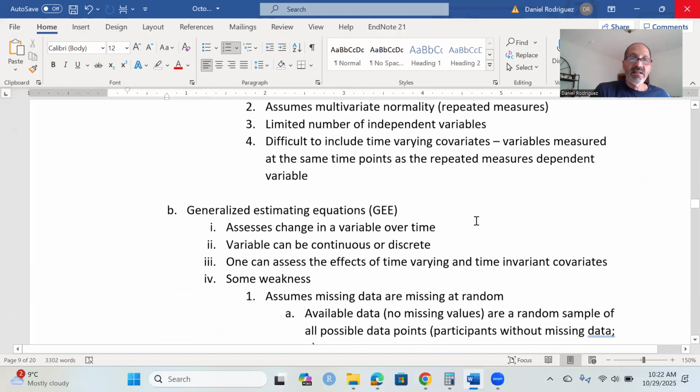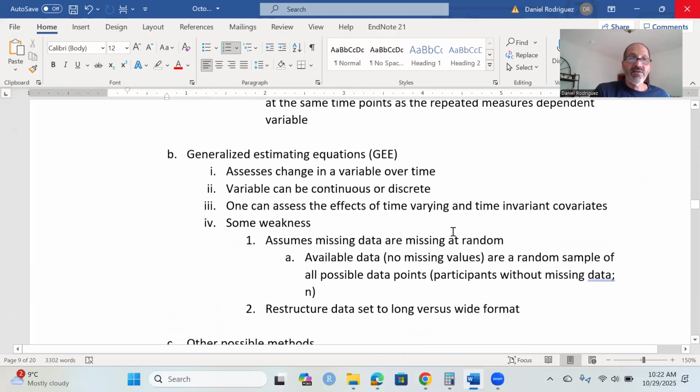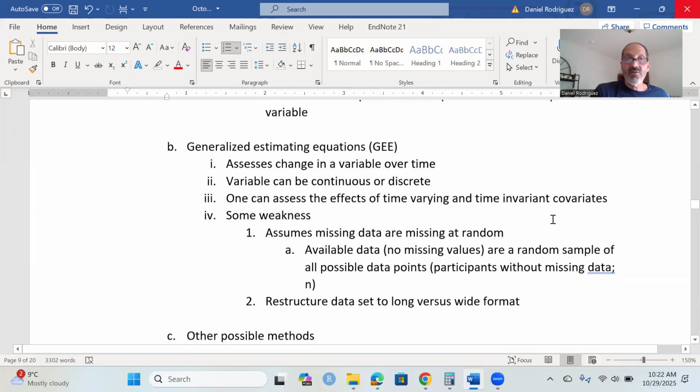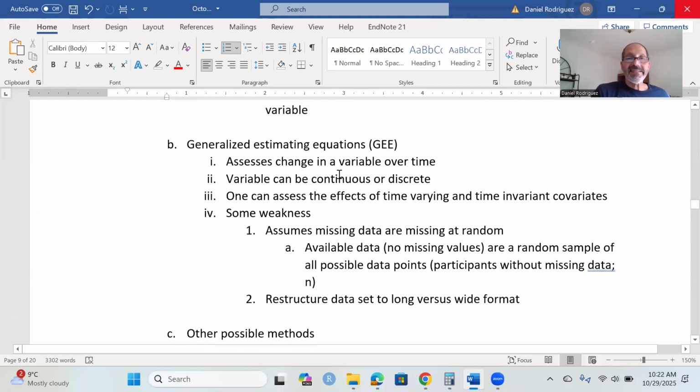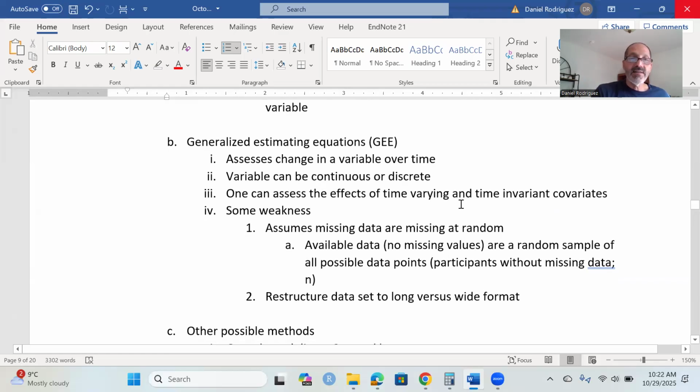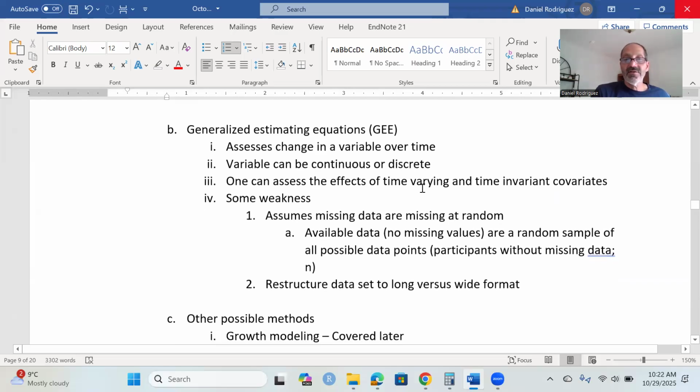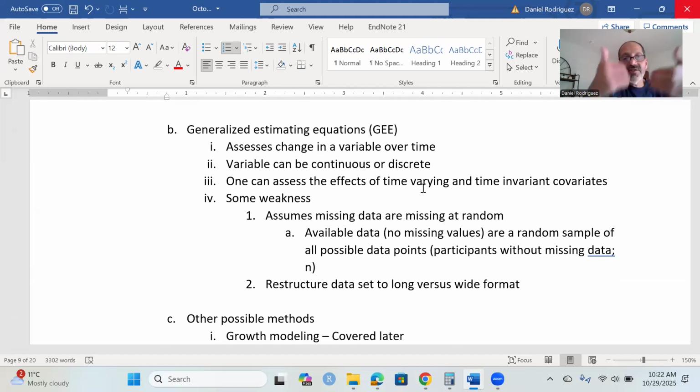There are other methods that can deal with that better, including generalized estimating equations. It assesses change in a variable over time. The variable can be continuous or discrete. I love that. One can assess the effect of time varying and time invariant covariates. Yeah, so I can actually pair them. So as I change across time, my predictor and my covariates can change too. We can look at the effect over time.